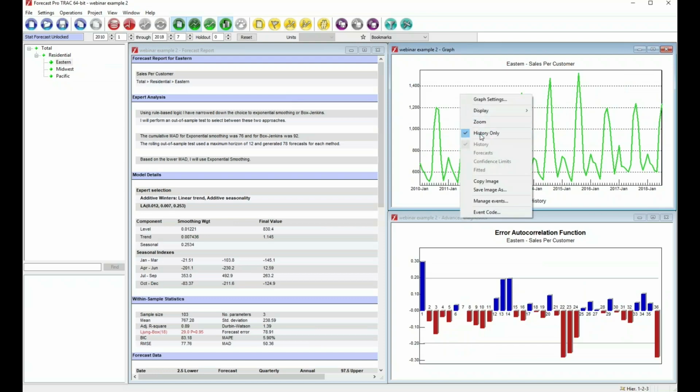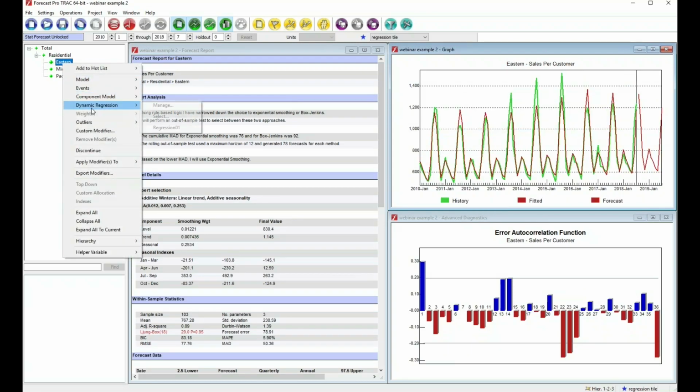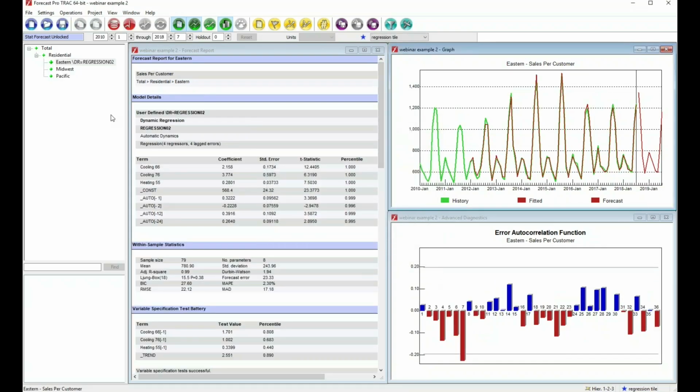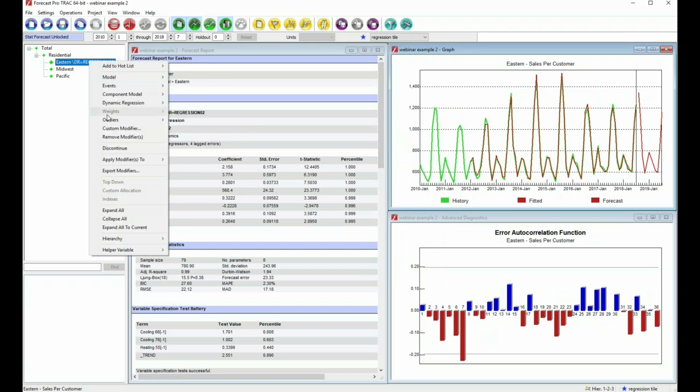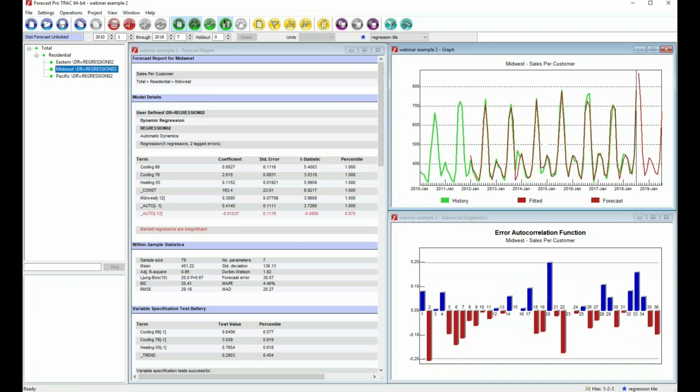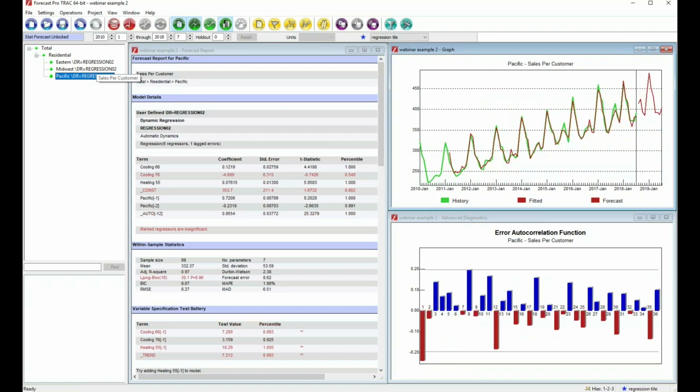So what I'm going to show is, let's go into regression here, and I'm going to build a model that has heating and cooling degree days, just like we did earlier, and automatic dynamics. And when I click OK, that'll build the model. It's exactly the same model we had in the first example. But now what I'm going to do is apply that model to the other items, okay? In addition to using that model for the Eastern region, I'm also using it for the Midwest, and I'm also using it for California, for the Pacific region.